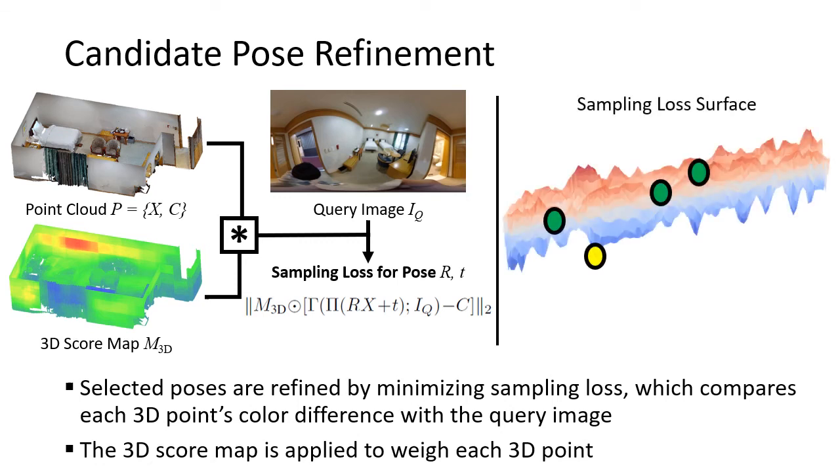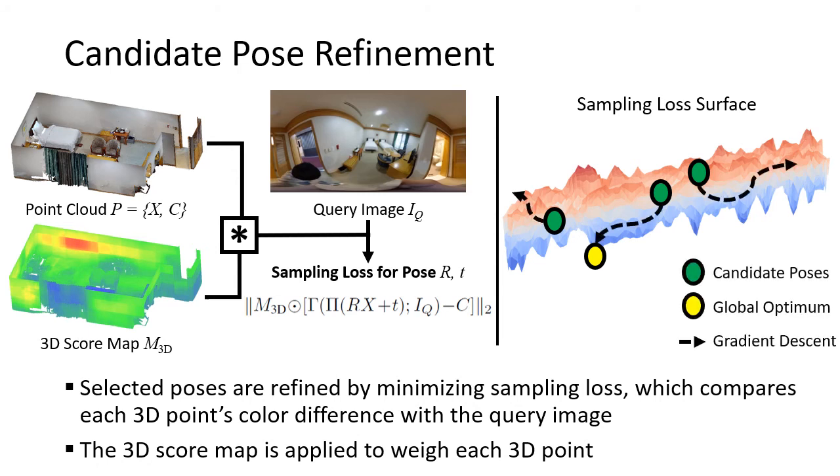Using the weighted sampling loss, CPO optimizes each candidate pose with gradient descent. On the right, we show the optimization trajectories of the candidate poses. The candidate pose with the smallest sampling loss is chosen after optimization.